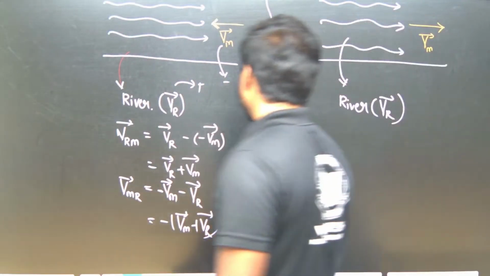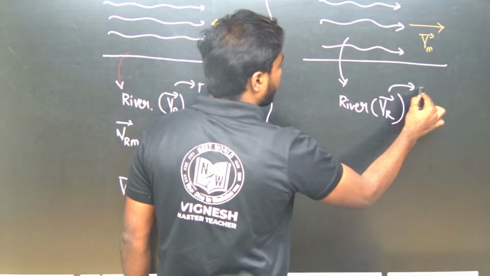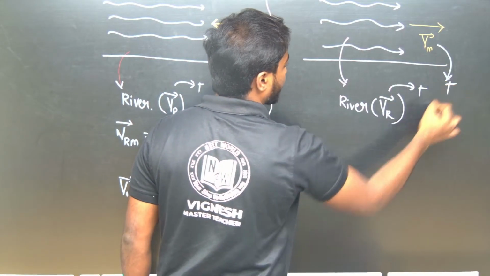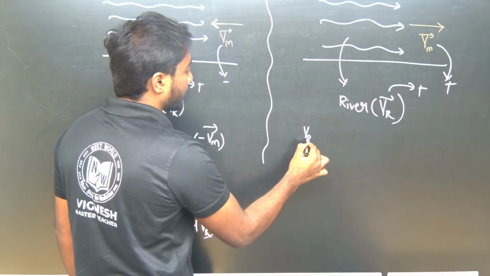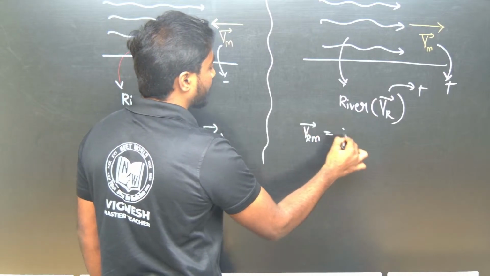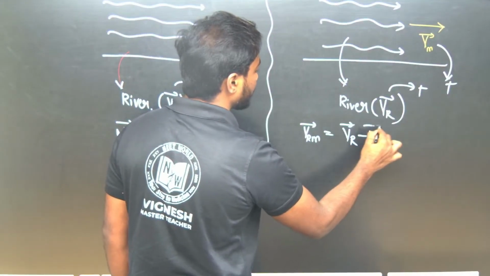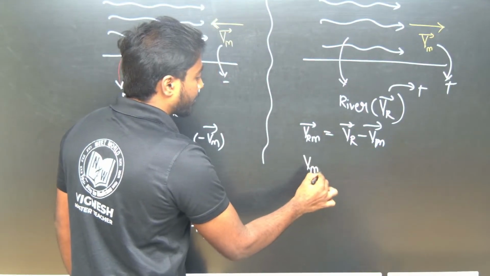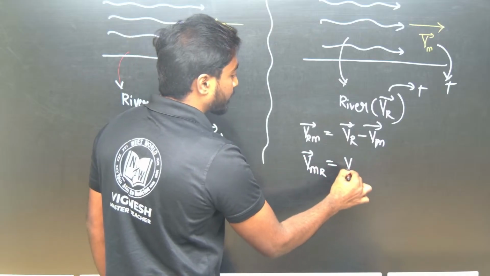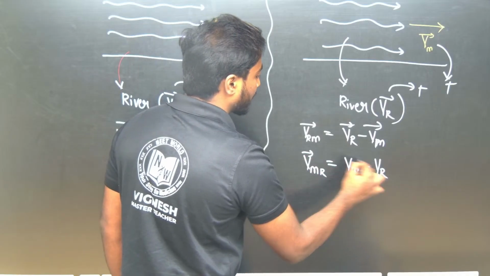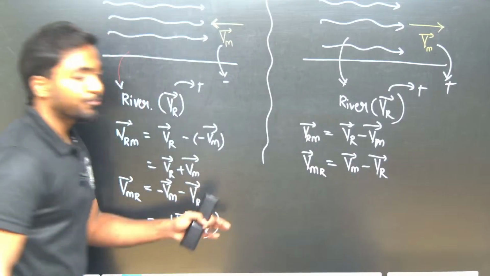Now downstream. Now this is positive, this also positive. So velocity of river with respect to man is velocity of river minus velocity of man. Now velocity of man with respect to river is velocity of man minus velocity of river. So these are the formulas.